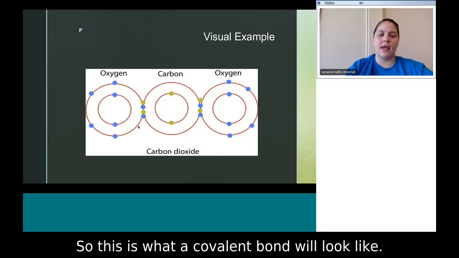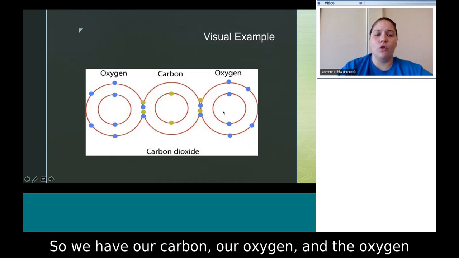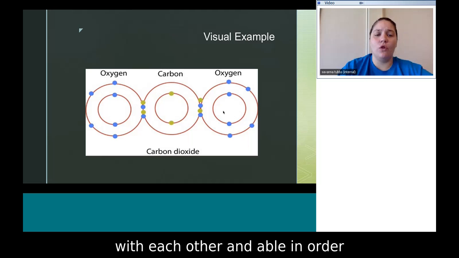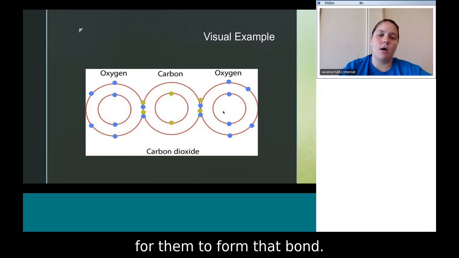So this is kind of what a covalent bond will look like. We have our carbon and our oxygen, and the oxygen and carbon are sharing their electrons with each other in order for them to form that bond.